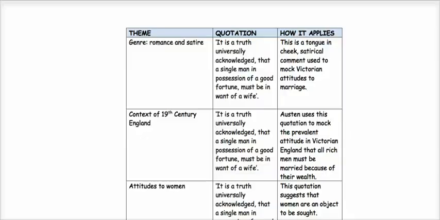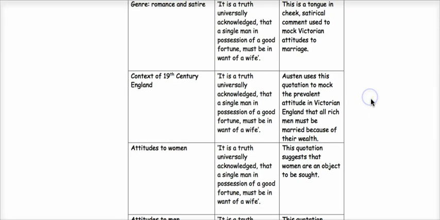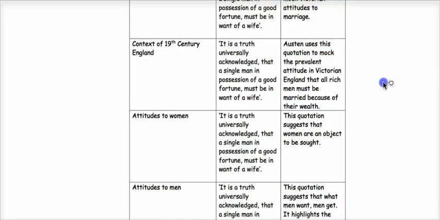Well, it is, of course, a tongue-in-cheek satirical comment in itself, which the narrator uses to mock Victorian attitudes to marriage. How does it relate to context? Well, again, Austen is using it to mock the prevalent attitude in England at the time that all rich men must be married because of their wealth.